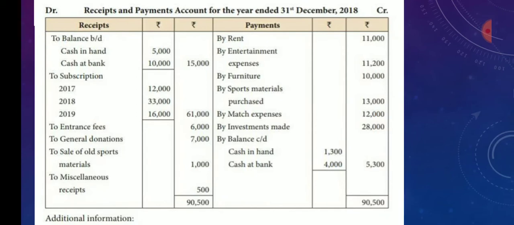We'll come to the credit side. By rent 11,000, by entertainment expenses 11,200, by furniture 10,000, by sports materials purchased 13,000, by match expenses 12,000, by investments made 28,000, by closing balance cash in hand and cash at bank. Cash in hand 1,300, cash at bank 4,000, totally 5,300.